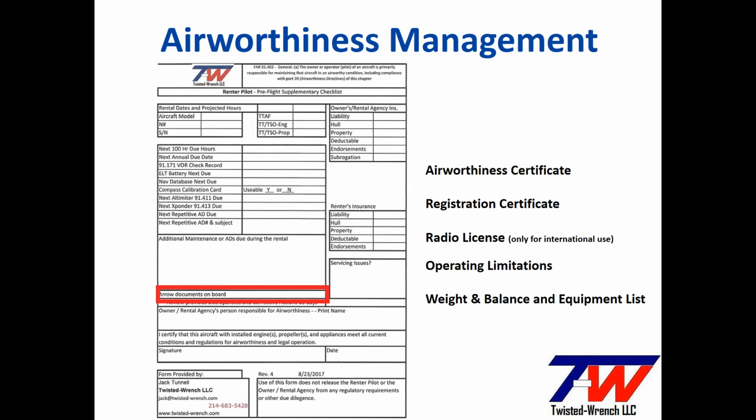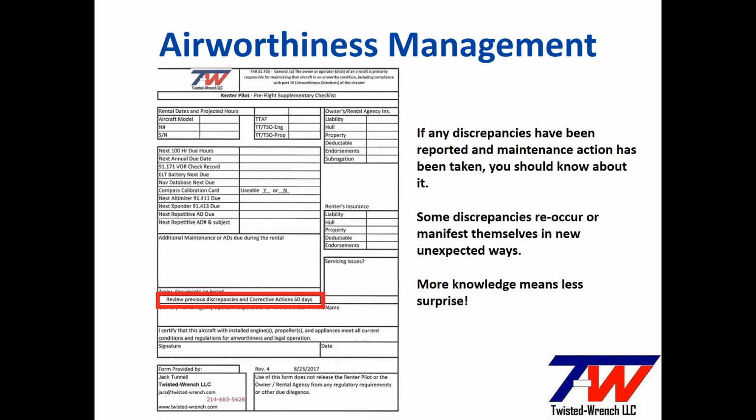Are the aero documents on board? If it is your first time in the airplane, read each and check that they are current and accurate. Review the previous discrepancies from the last 60 days or so. If there is no formal discrepancy management process, read what records there are to see what has been worked on. Sometimes problems will reappear.